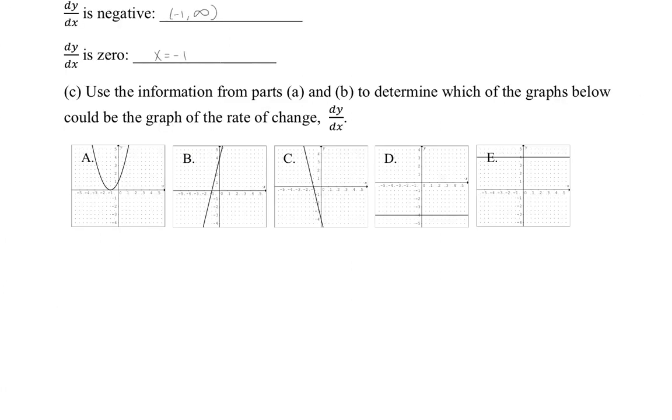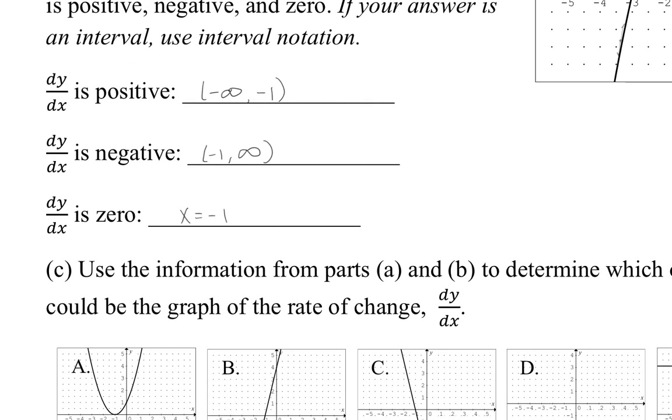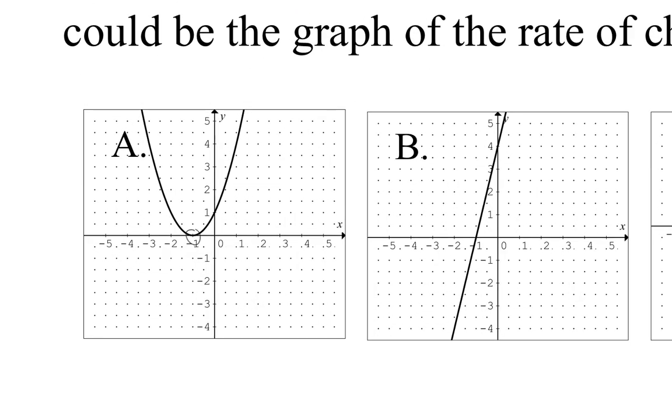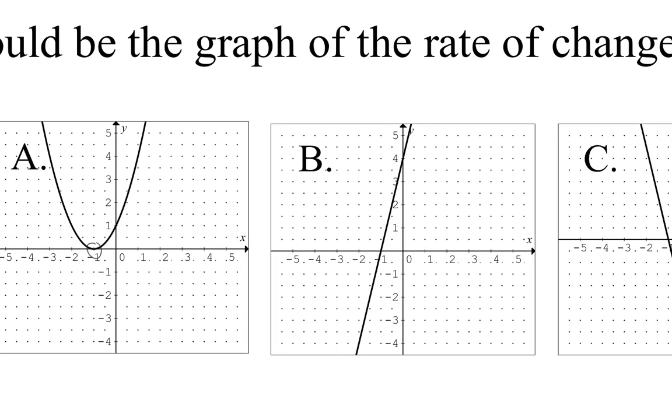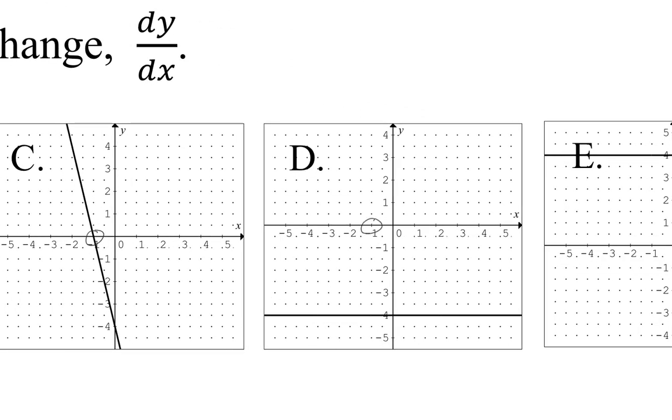And now finally, for part C, we're asked to use information from A and B to determine which of the graphs could be the rate of change, or dy dx. So I'm going to look at this one first, just one is at 0, so we can use process of elimination to figure out which graphs are not going to be the rate of change. So here at A, we know that it's 0 at negative 1, so that's correct. That's correct, and that one's correct. For D here at negative 1, it's not 0, so we know that that cannot be it.